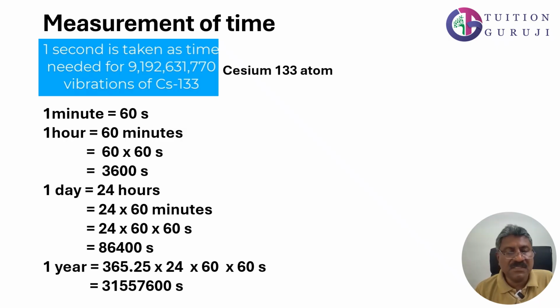1 minute, we know, is 60 seconds, and 1 hour is 60 minutes, that is 3600 seconds. 1 day is 24 hours, that is 86400 seconds. 1 year is 365.25 days into 24 into 60 into 60 seconds, that is 31557600 seconds.